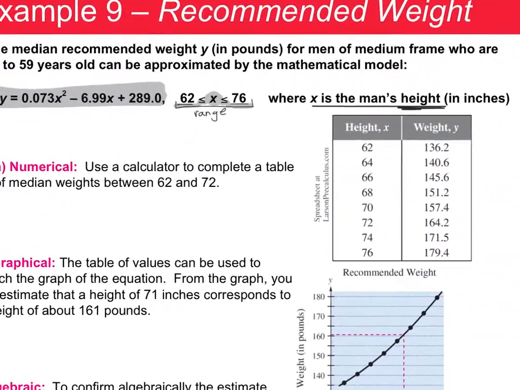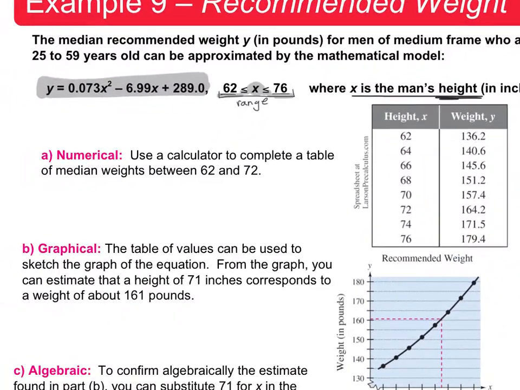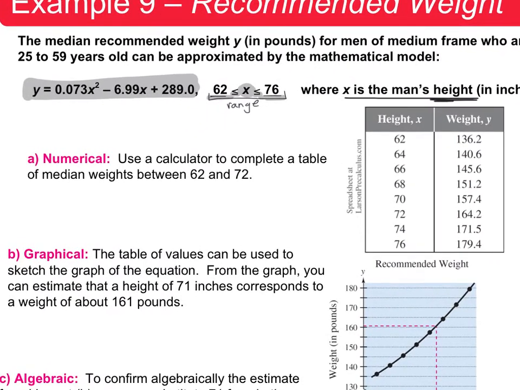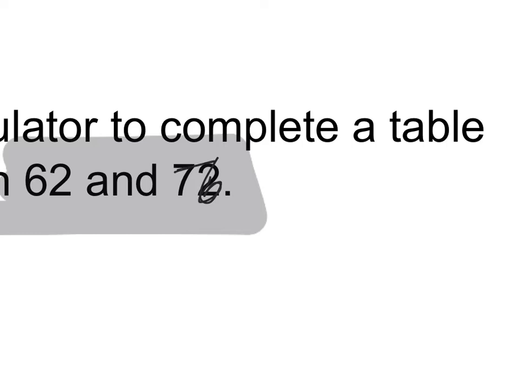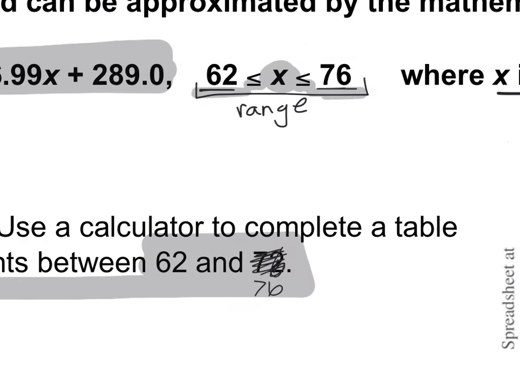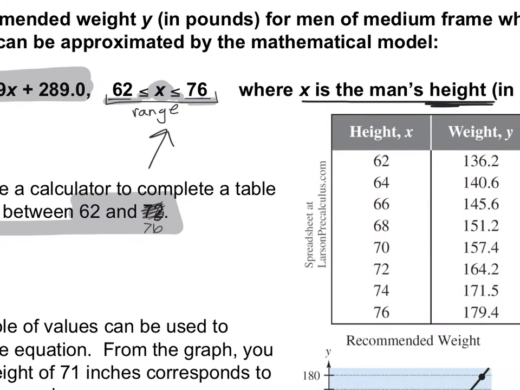So this is already completed because we know how to do this. But if we look at the three different models, we have numerical here. And so numerically, we use our calculator to complete our table of the median weights between 62 and 76. Sorry, that should say 76. Typo there, I apologize. Because it gives us the range of 62 to 76. And there's a lot of numbers between there.